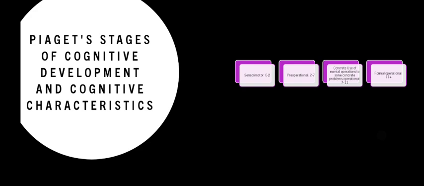The fourth stage is formal operational, 11 years and above. Propositional logic, hypothetical deductive reasoning, analogical reasoning, combinatorial reasoning, probability and proportional reasoning.